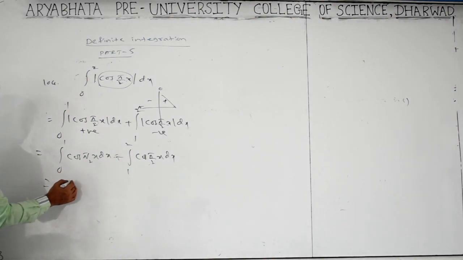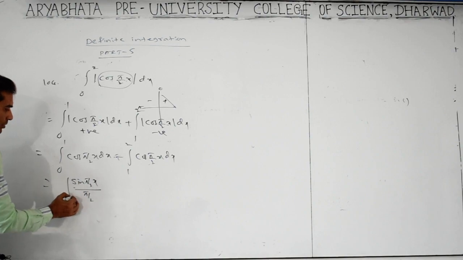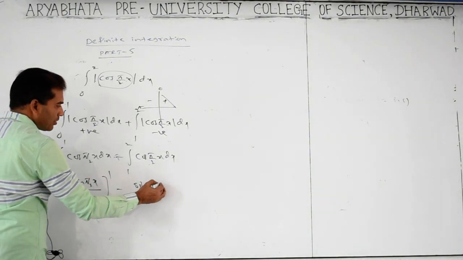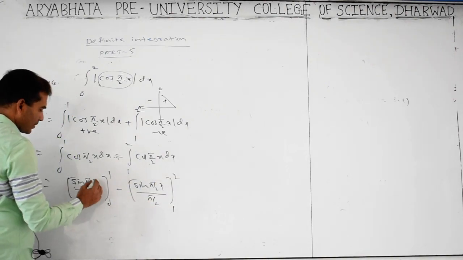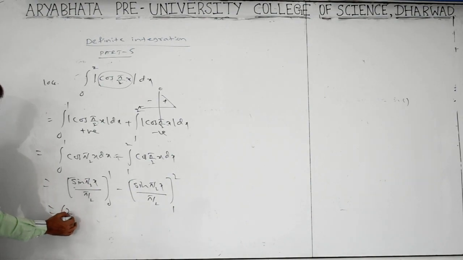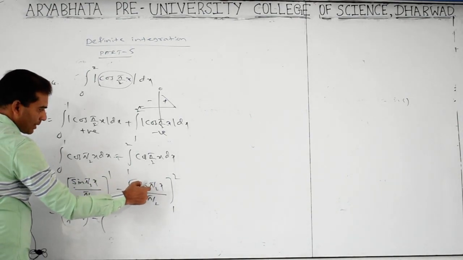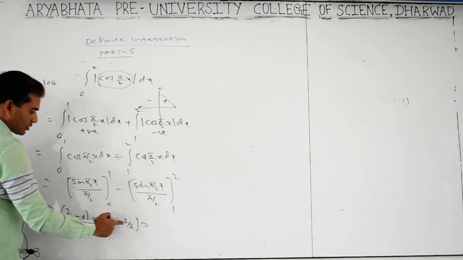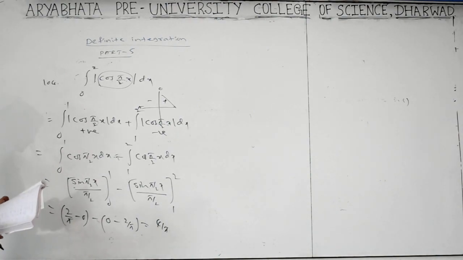The integration of cos(pi/2 x) is sin(pi/2 x) divided by pi/2, with limits 0 to 1. Same thing, sin(pi/2 x) by pi/2, limits 1 to 2. Applying the upper limit here, 2 by pi, sin(pi/2) is 1, minus 0. Upper limit 2, sin(pi) is 0, lower limit 1 gives 2 by pi. So plus 2 by pi plus 2 by pi, which is equal to 4 by pi.